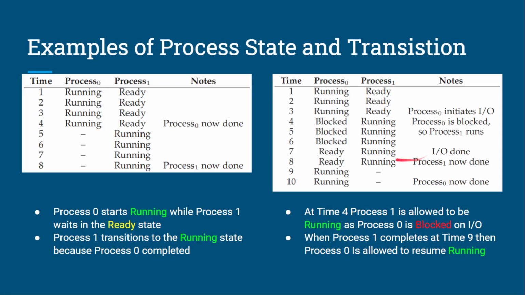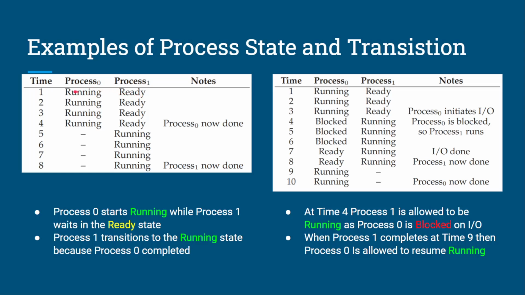So here's some examples of process states and transitions. Let's go ahead and look at this diagram over here. This diagram shows two processes, process 0 and process 1. Now at the very start, one process is running and the other process is ready and waiting for that particular CPU to be let go.